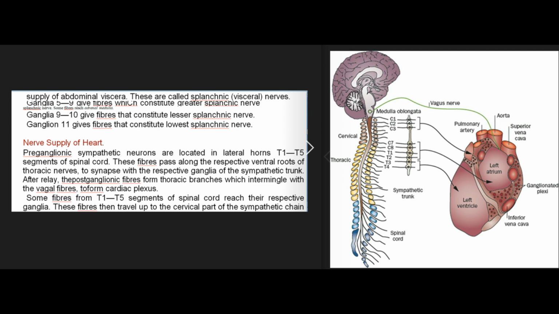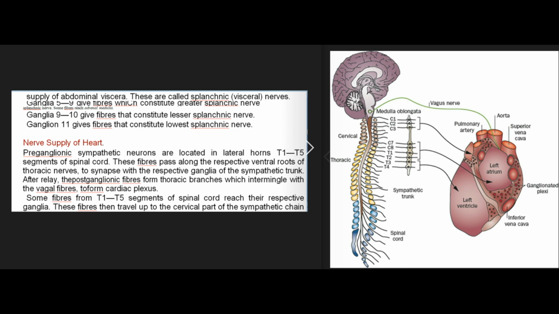Ganglion 11 gives fibers that constitute the lowest splanchnic nerve. Nerve supply of heart. Preganglionic sympathetic neurons are located in lateral horns of T1-T5 segments of spinal cord. These fibers pass along the respective ventral roots of thoracic nerves to synapse with the respective ganglia of the sympathetic trunk. After relay, the postganglionic fibers form thoracic branches which intermingle with the vagal fibers to form cardiac plexus.